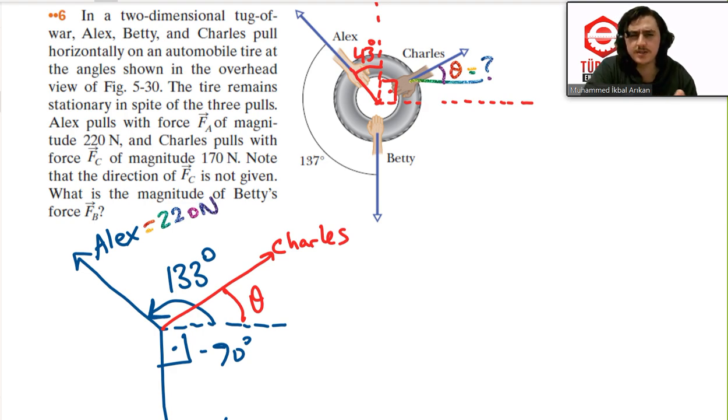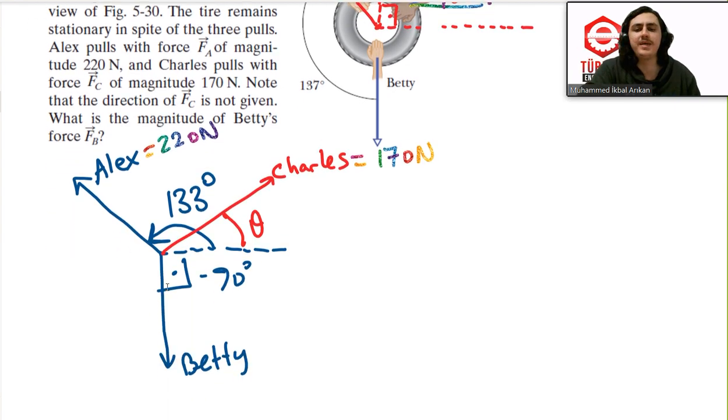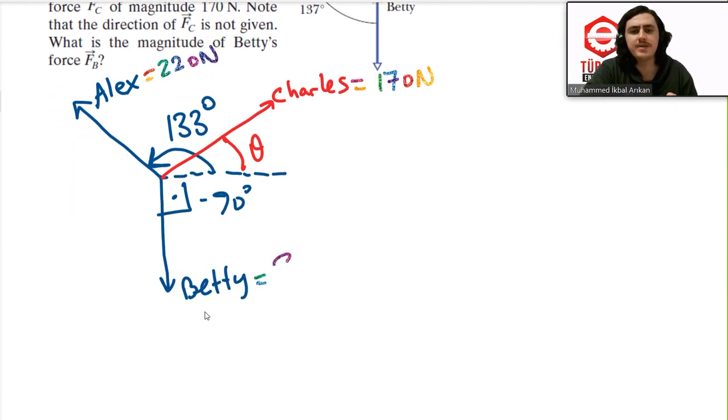And Charles is 170 newtons, but Fc, which is Betty's force, is not given. The direction of Fc is not given. So Charles' angle, which is theta, is not given. So this is one of the unknowns. And the second unknown is Betty's force, Fb, which is this one. So I must calculate Betty's force for the equilibrium case and Charles' angle.